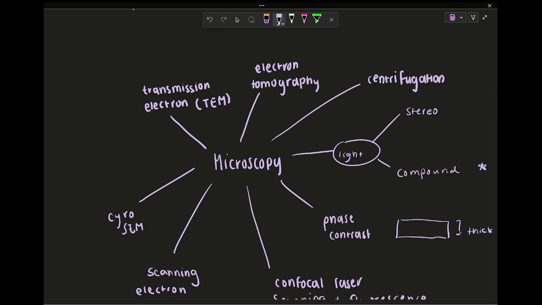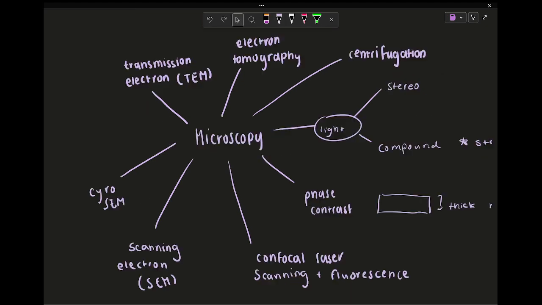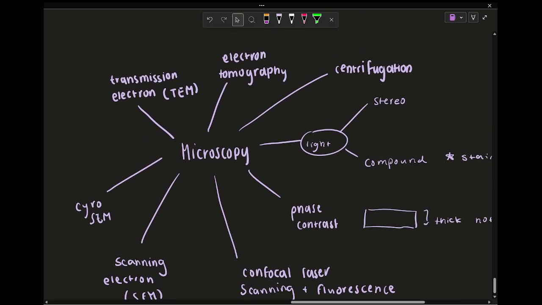Okay, so that was microscopy, and we will continue next time with PCR, I think.